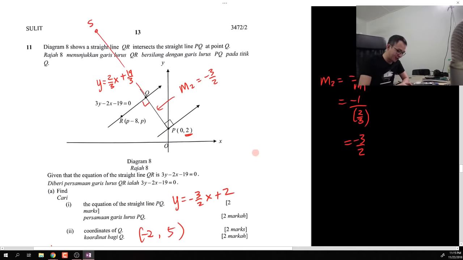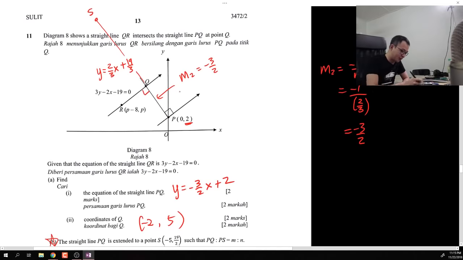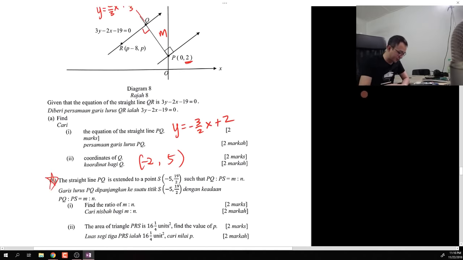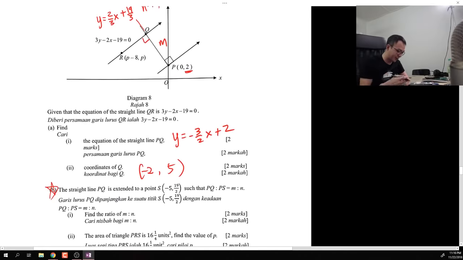This is PS. So if PQ equals m, and PS equals n, then I know QS over here should be n minus m, because n is the whole thing. Here is m, right? So use n minus m, you get the QS. Alright, why do I want to do that? Because I want to use the formula given. And then the question asked me to find the ratio m and n.